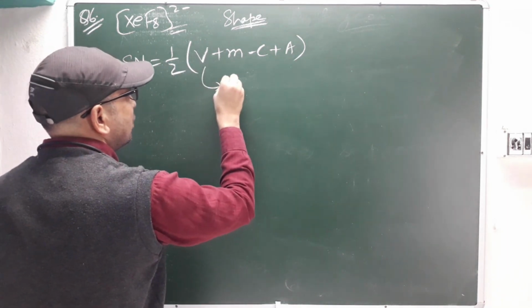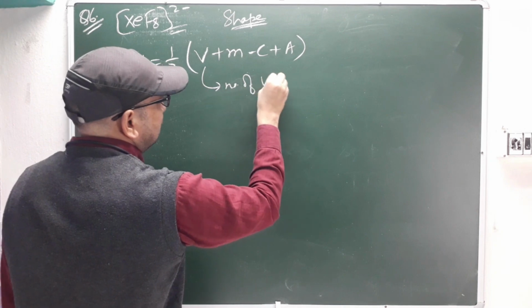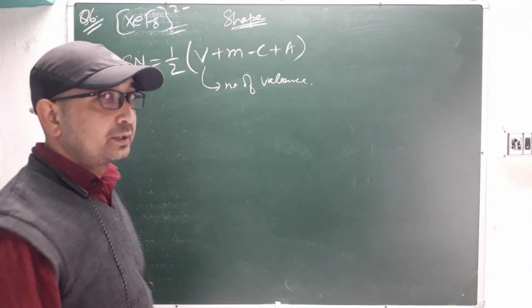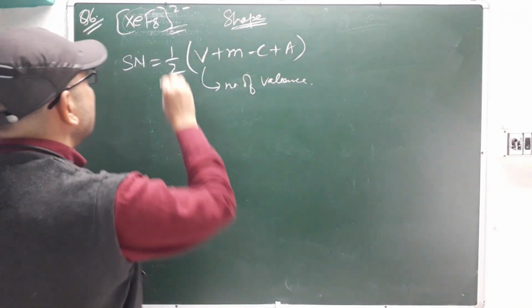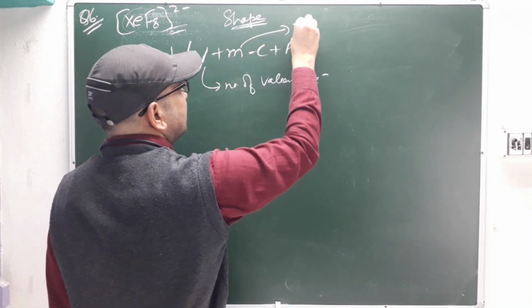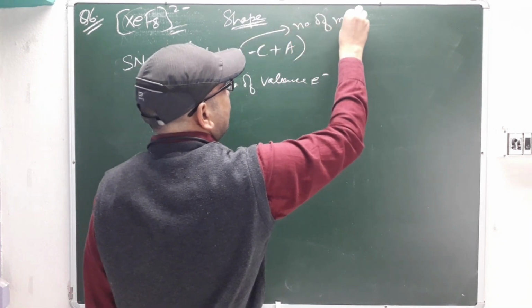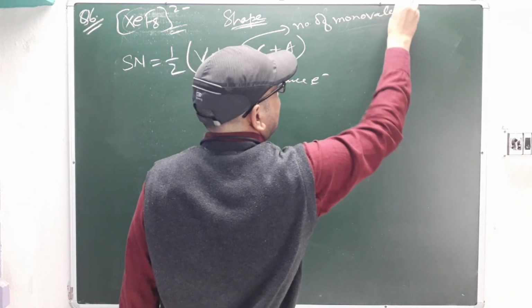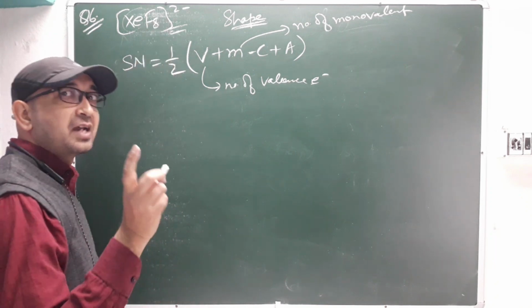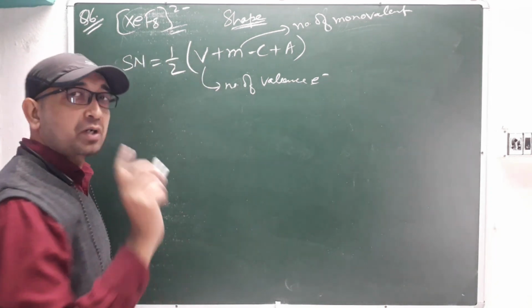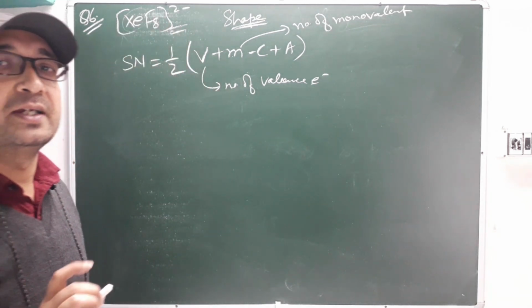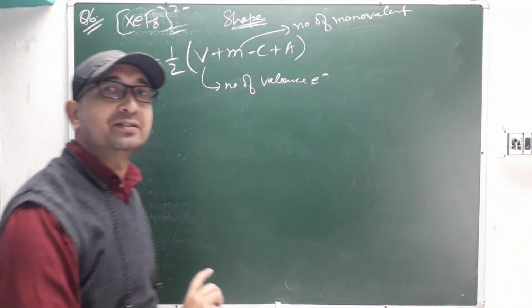V is the number of valence electrons of the central element. Then M is the number of monovalent elements. So this is monovalent. Oxygen is divalent. If it is oxygen, we are not going to count it there. If it is fluorine or something where the element is making a single bond, that only we are going to consider here, right? Monovalent.